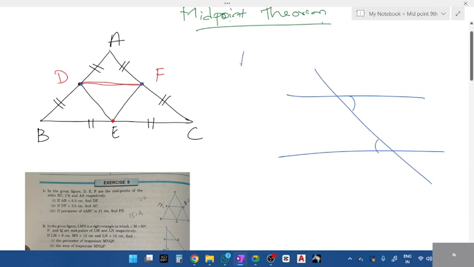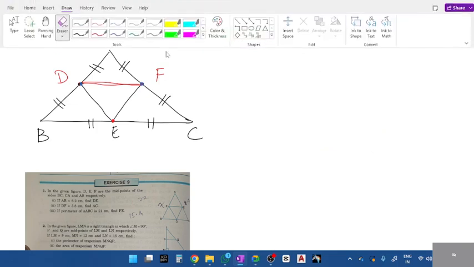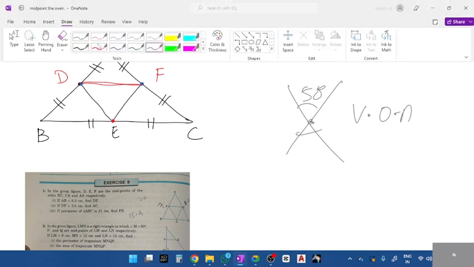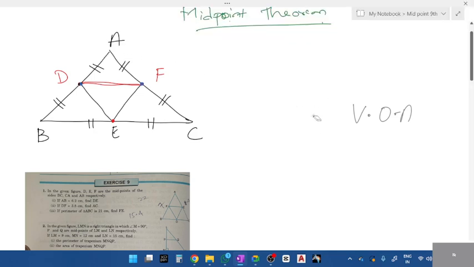That's why I told you all DF is parallel to BC. So we have to apply parallel line, corresponding angles, and whenever the alphabet X is given in a diagram, what kind of angles do we get? Vertically opposite angles, and the values will be the same, 50 degrees, 50, like this, straight line concept. Okay, complete this. We'll start solving the questions.